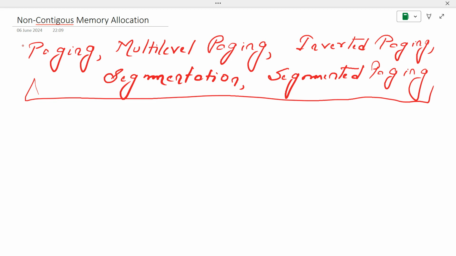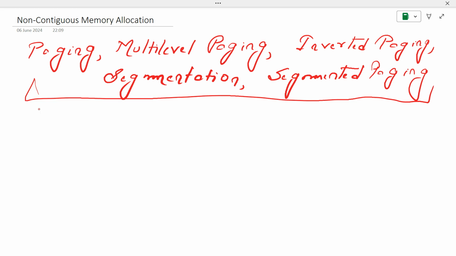Okay. So yeah, in this series, we will learn about the non-contiguous memory allocation techniques. Okay, let's correct the spelling first. So the spelling will be contiguous. Okay. Now it's corrected. Let's see about paging.